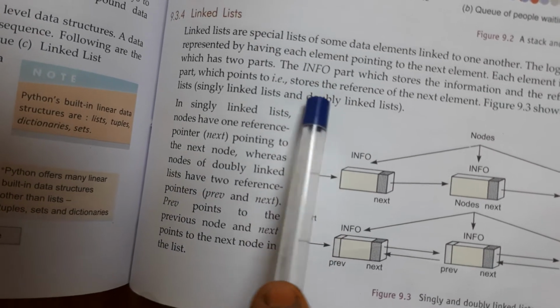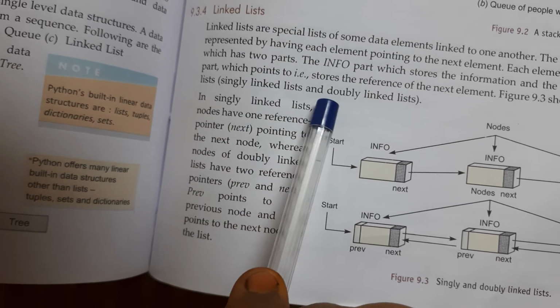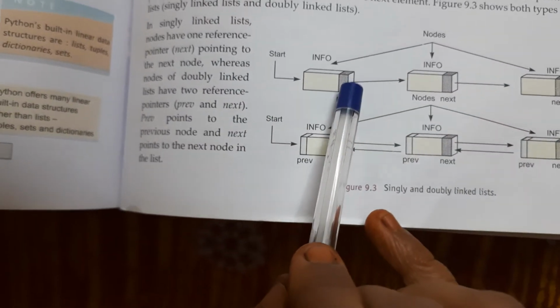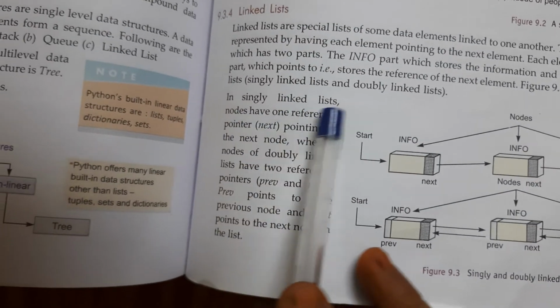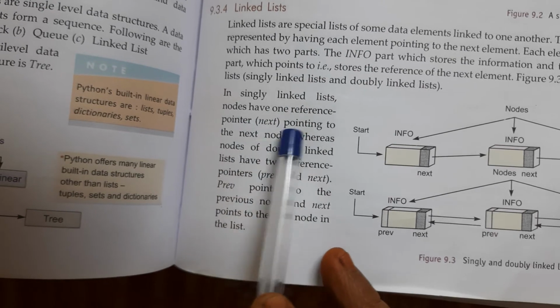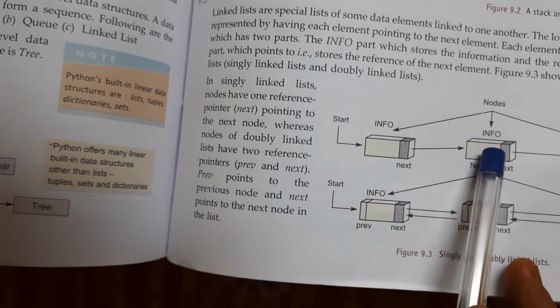See, there are two types of linked list: singly linked list and doubly linked list. That means in a doubly linked list both sides will be linked. Now in a singly linked list, nodes have one reference pointer, that is next. Only one reference pointer will be there, pointing to the next node.